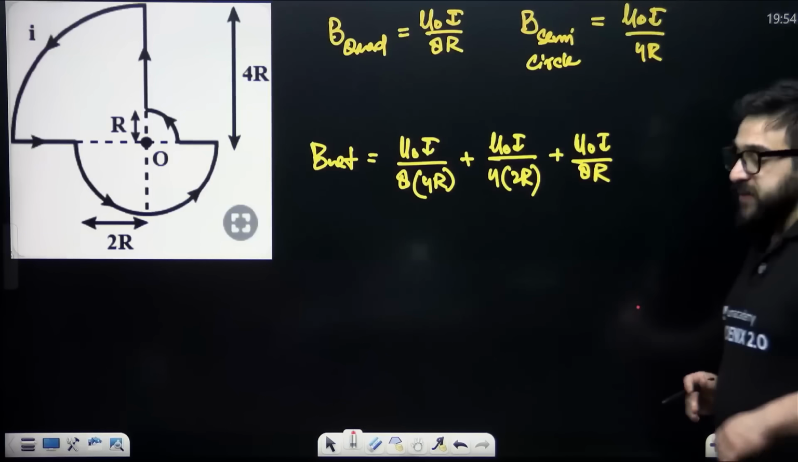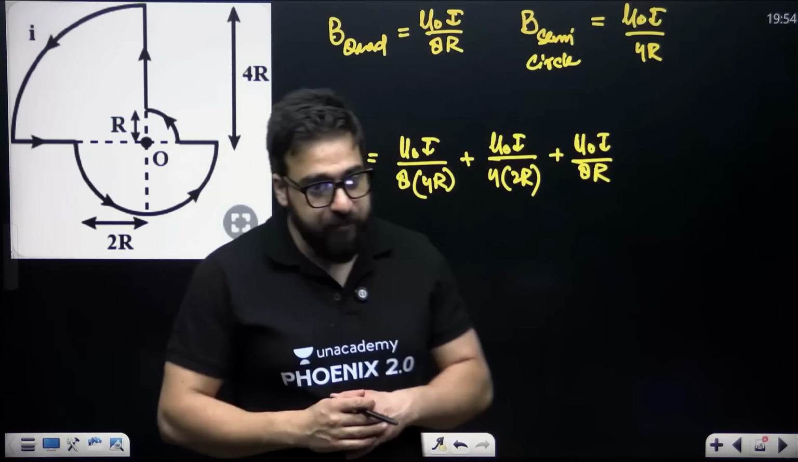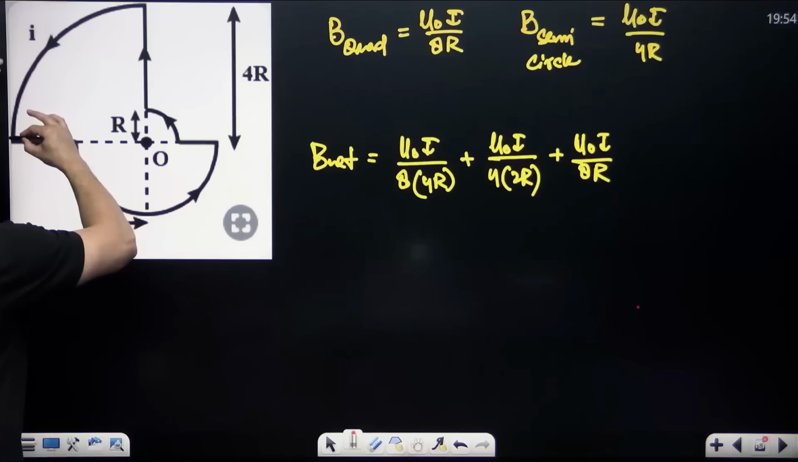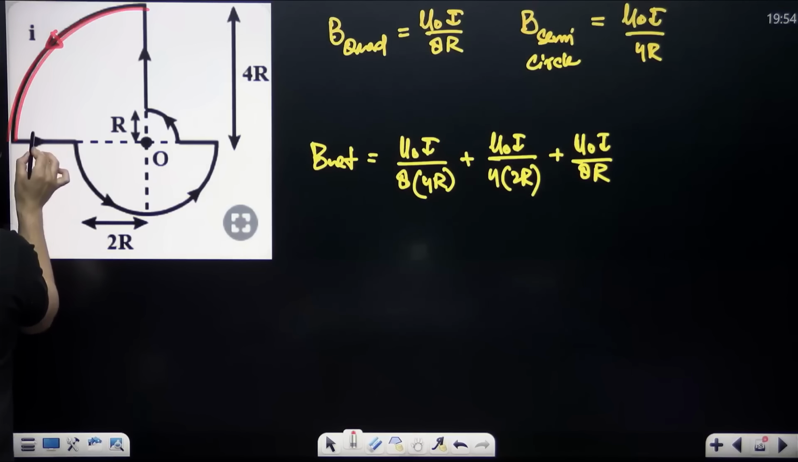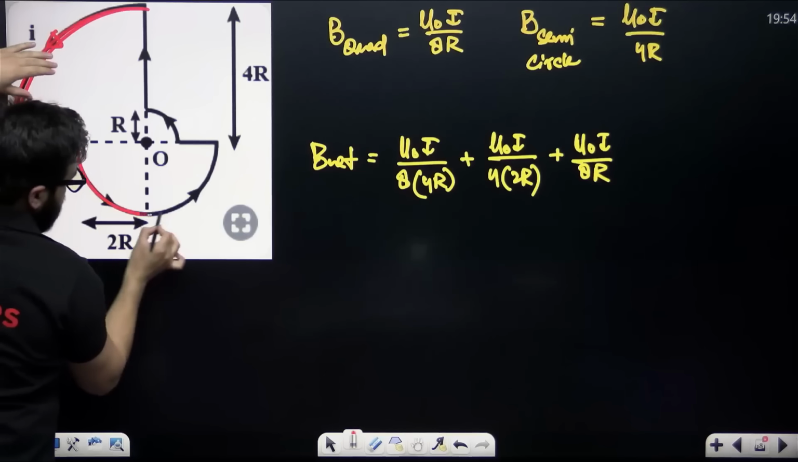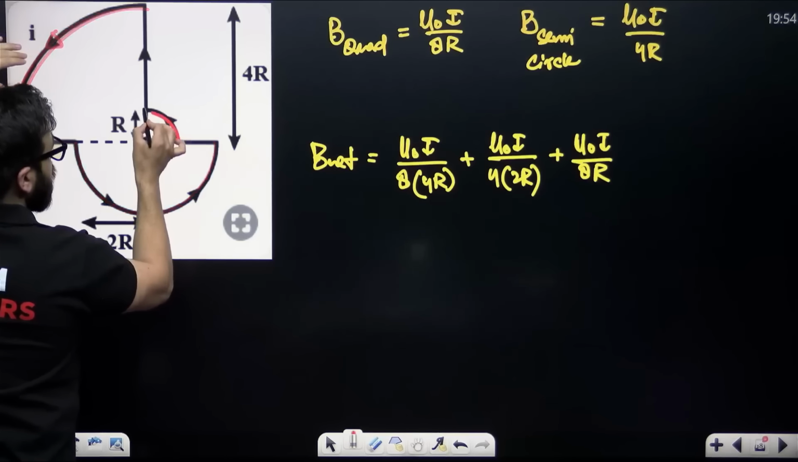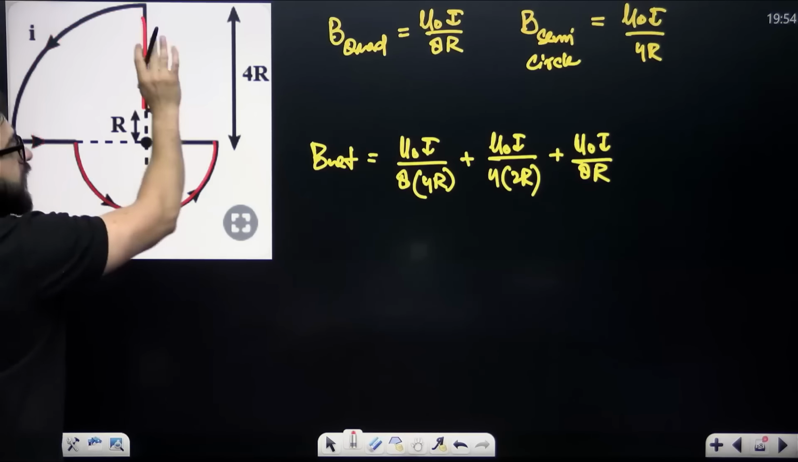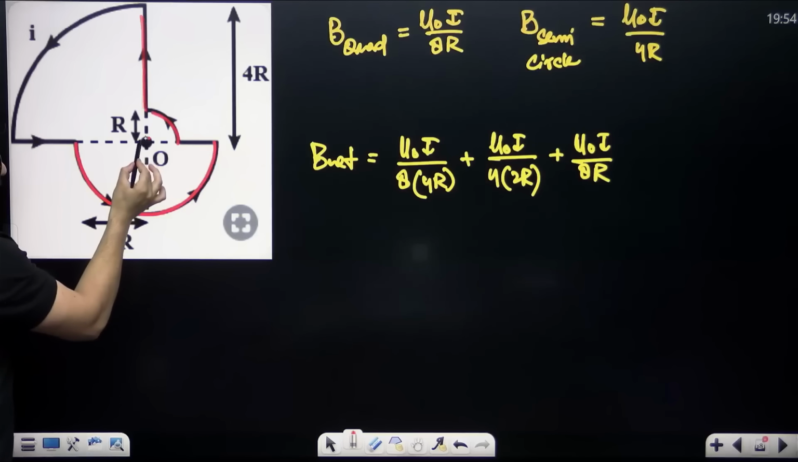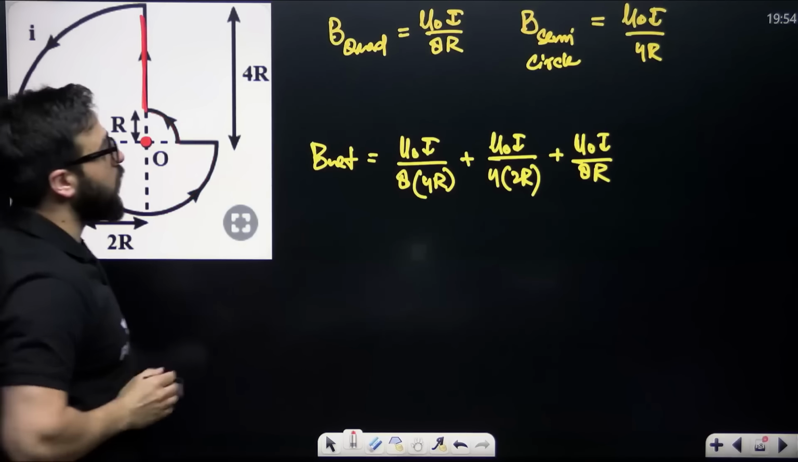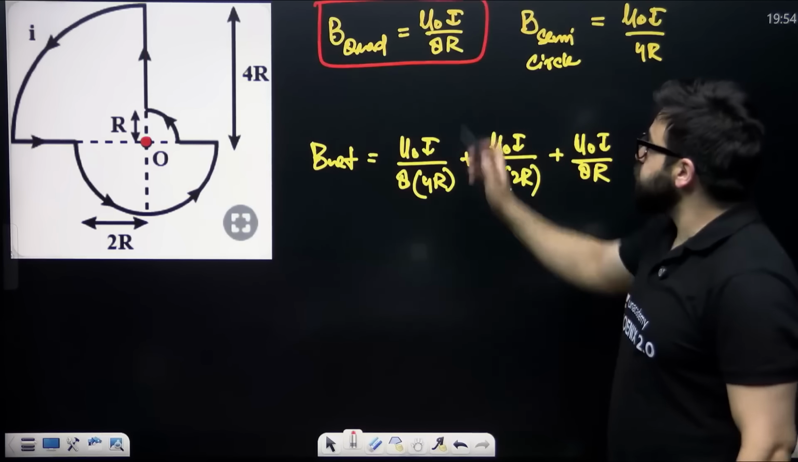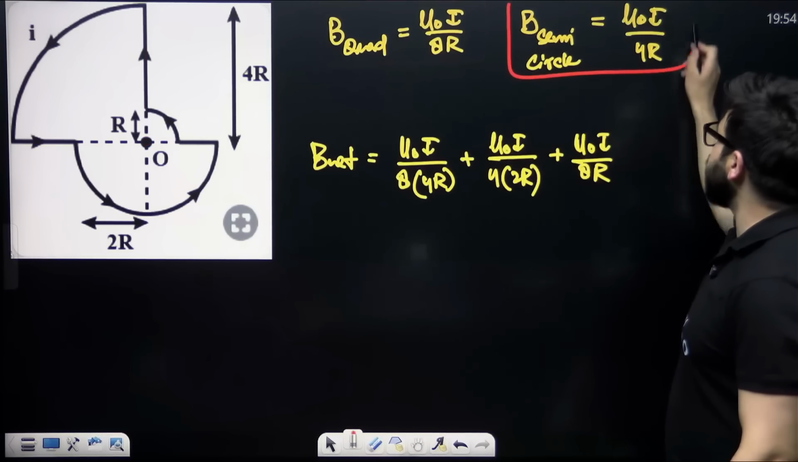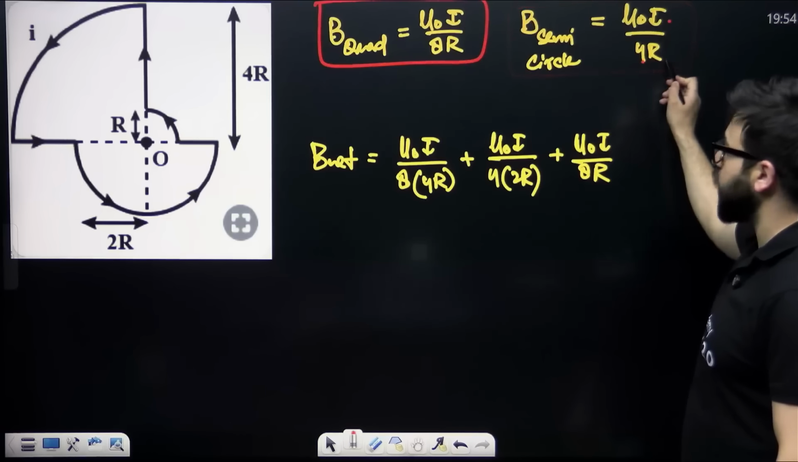Then guys, you have this particular concept, very important. In this particular case, this is what we call the chord. Current is flowing in the chord. This is called a straight line. This is called a semicircular wire. This is again a chord. This is semicircular. This is a straight wire. Now guys, you have to find the net magnetic field at the center. First of all, the magnetic field due to a chord at the center is mu naught I by 8r. The magnetic field due to a semicircle is mu naught I by 4r.